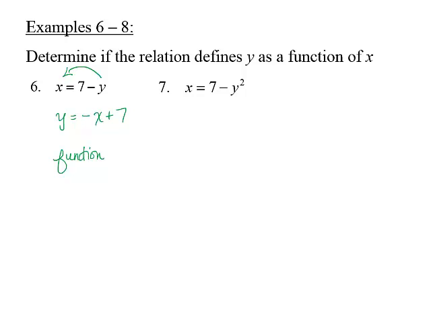Number 7 is the example x equals 7 minus y squared. So if I solve this one for y, I'm going to add y squared to the left. So I get y squared equals 7 minus x. But to solve for y, I get plus or minus the square root of 7 minus x. So here, no matter what value I put in for x, I'm going to get a positive and negative value for y. And so that's going to tell me that each x will have two y values, so this is not a function.